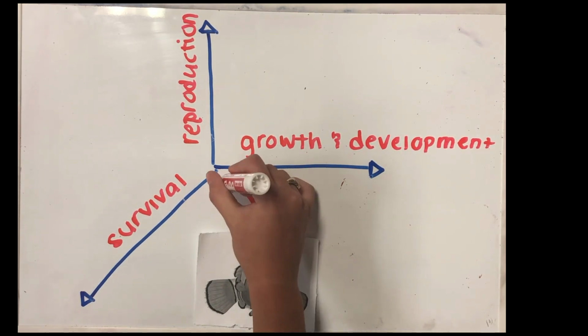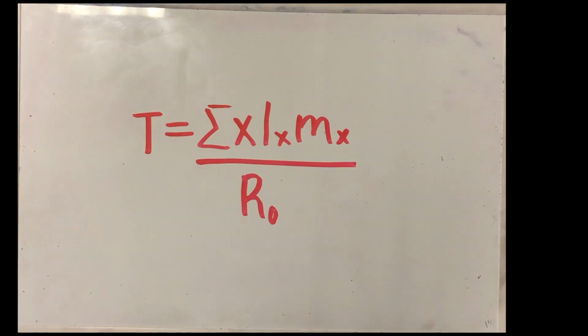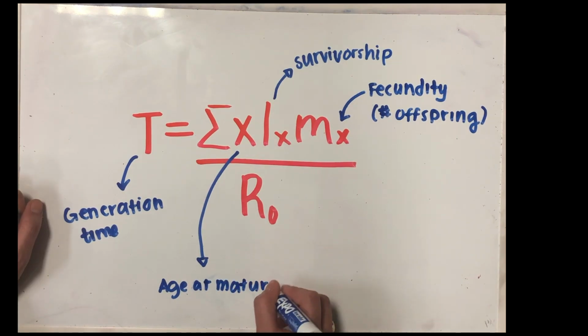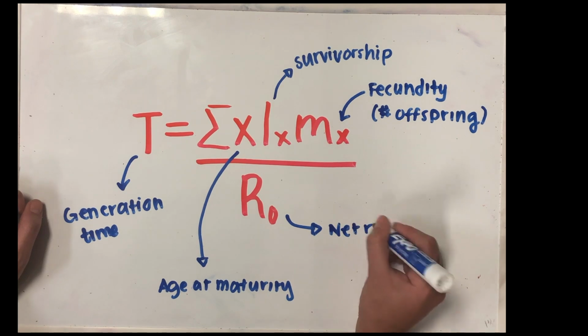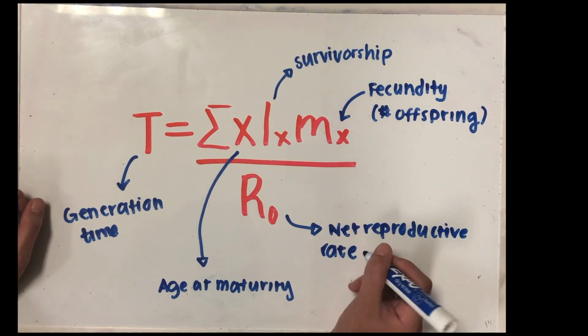Take all these variables into account from this graph, and you can get the equation of life history vital rates, which is this one right here. T is generation time, X is age at maturity, LX is survivorship, MX is fecundity, which is number of offspring, and R sub 0 is net reproductive rate.